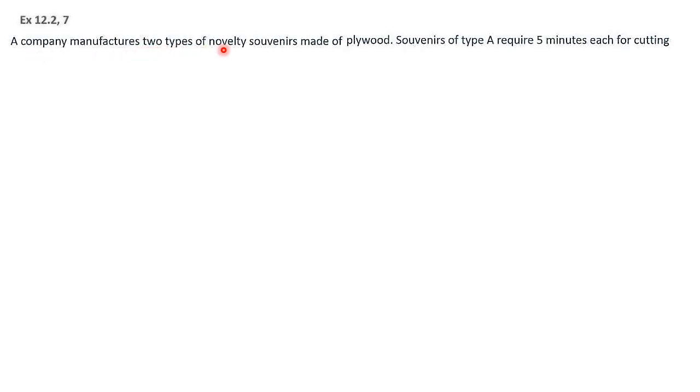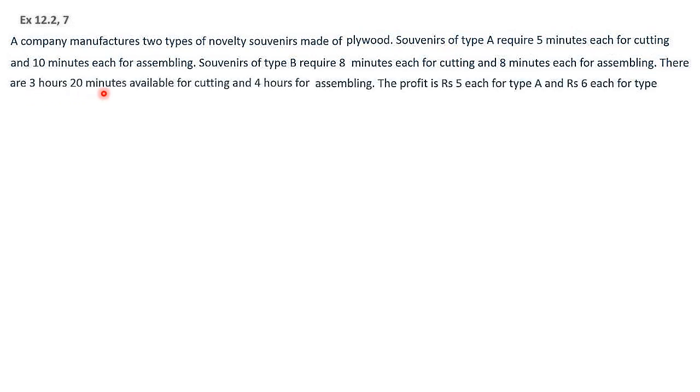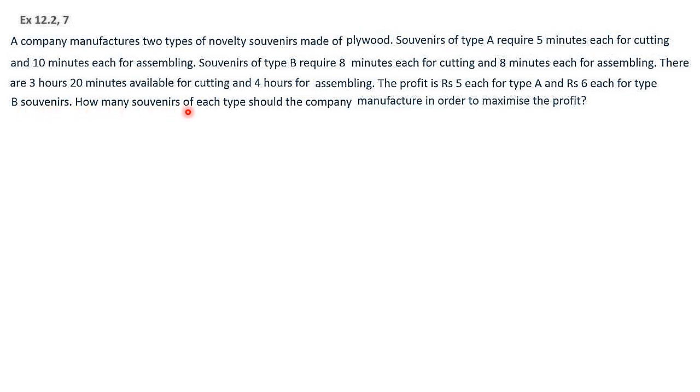Move on to question number 7. A company manufactures two types of novelty souvenirs made of plywood. Souvenirs of type A require 5 minutes each for cutting and 10 minutes each for assembling. Souvenirs of type B require 8 minutes each for cutting and 8 minutes each for assembling. There are 3 hours 20 minutes available for cutting and 4 hours for assembling. The profit is rupees 5 each for type A and rupees 6 each for type B souvenirs. How many souvenirs of each type should the company manufacture in order to maximize the profit?